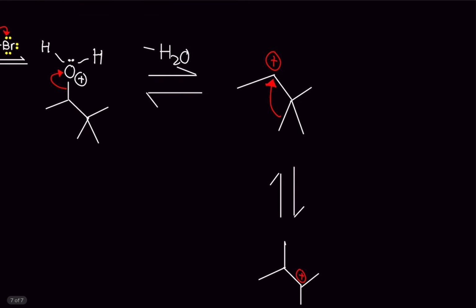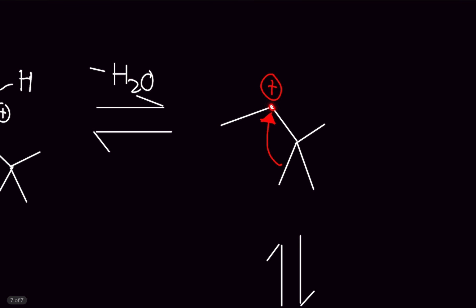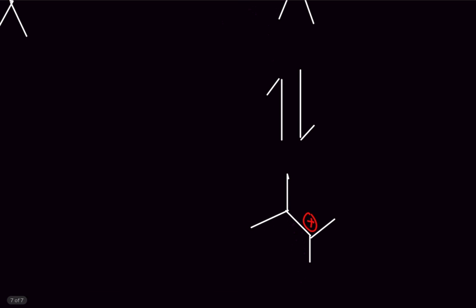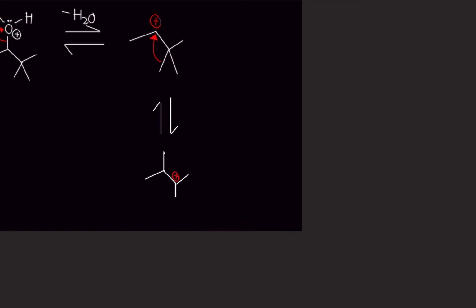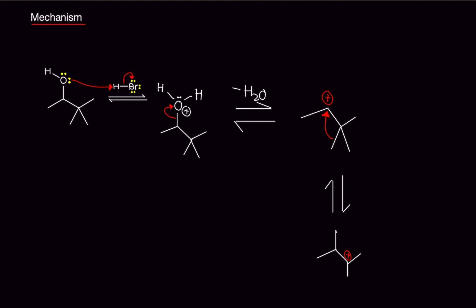There we go. So remember, this is a secondary carbocation, right? We have an R group here and an R group here. This is a secondary carbocation. And what we did is we just made it into a tertiary carbocation. R group here, R group here, R group here, and here's the carbon. Now it's tertiary. It's more stable now.